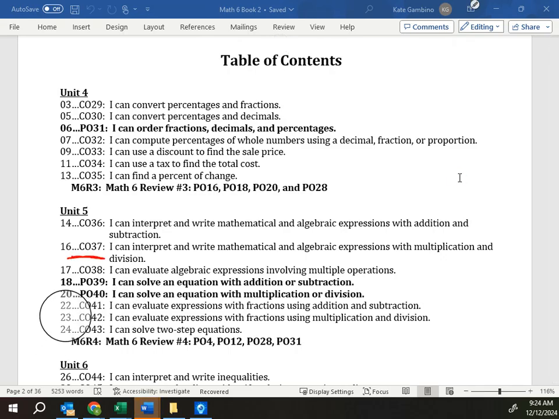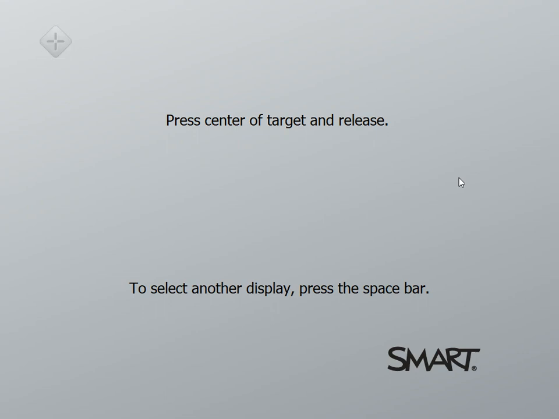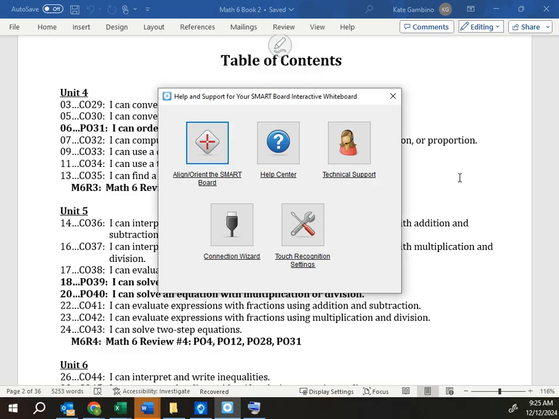Oh goodness, I need to calibrate. Oh my, I'm way off. You need to go slow. There we go. Well, let's see if it'll work.